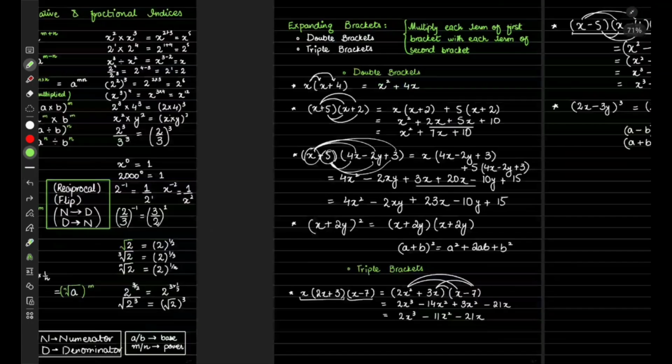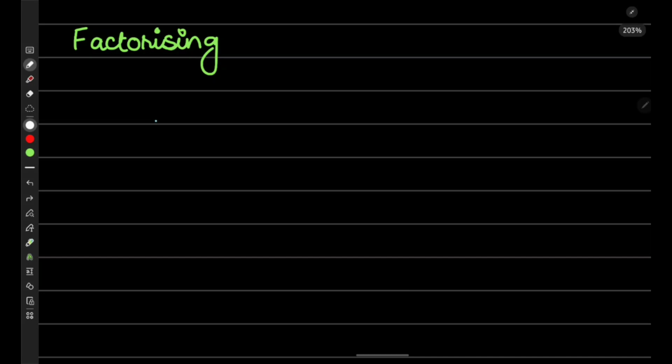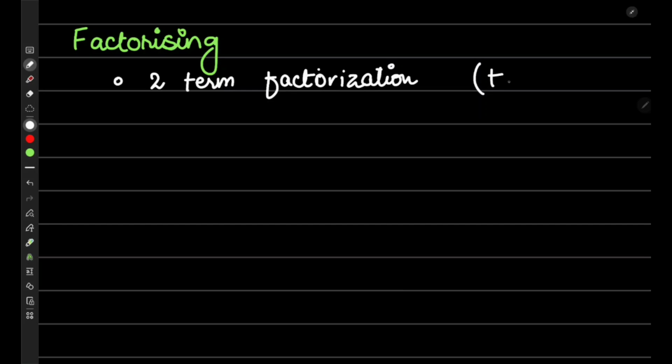Okay, so in factorization also we can have two types of factorization. There could be a two-term factorization. Two-term factorization means you have two terms and the way to factorize that would be taking common or using the identity.